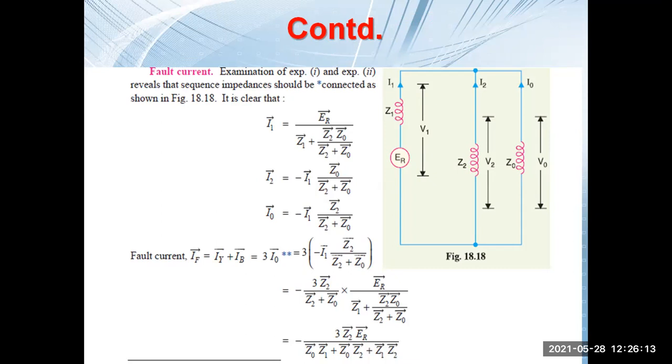So I hope all of you have understood. If no one has any doubt, I hope it is clear. Now our task is to derive what should be the value of I1, I2, and I0. We are going to calculate these parameters. Now we'll go to the board and calculate.